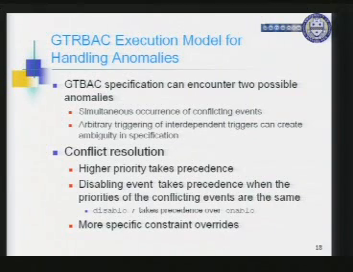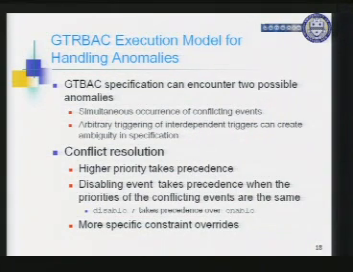is crucial. In particular, GTRBAC can have two anomalous situations. First, we could have simultaneous occurrence of conflicting events. For example, at the same time, enable role R can occur with another event which is trying to disable the same role. Similarly, we could have arbitrary triggering of triggers based on events that are validated at a particular time, generating ambiguous semantics.